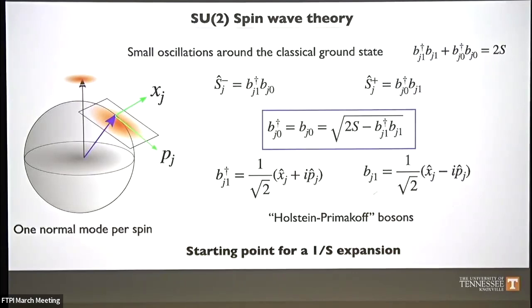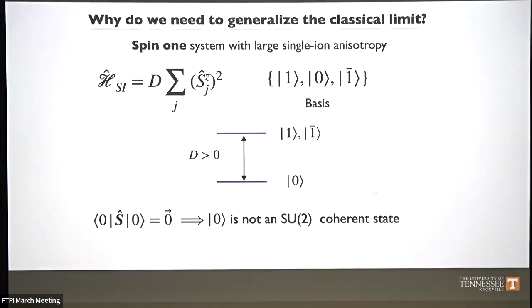Which is different from the classical limit because here we are keeping the representation fixed and we expand in this parameter 1 over S. Now, it turns out that there are situations like this trivial one, where you have a single-ion anisotropy, for instance, that is easy plane, and the ground state is this Sz equals zero state. Clearly, in this case, the expectation value of the spin operator is zero, meaning that this is not a coherent state of SU2. But the theory can still be semi-classical or classical.